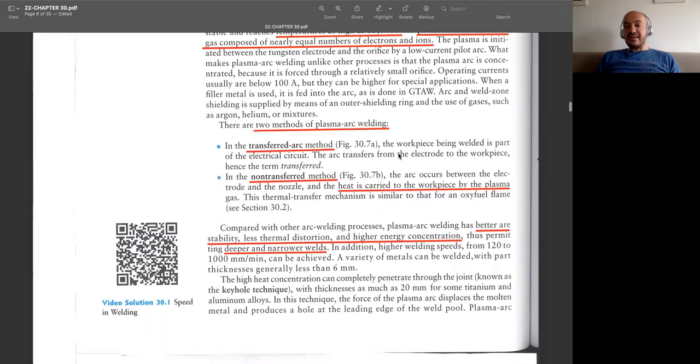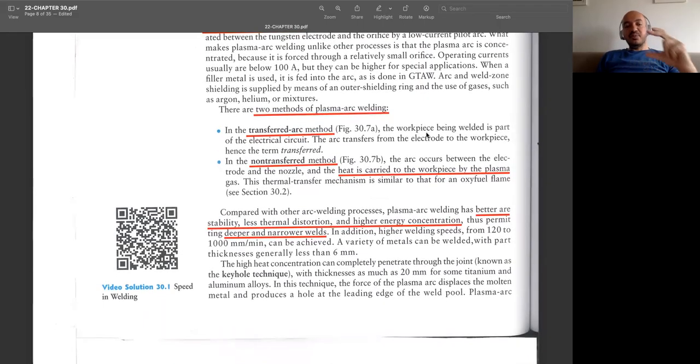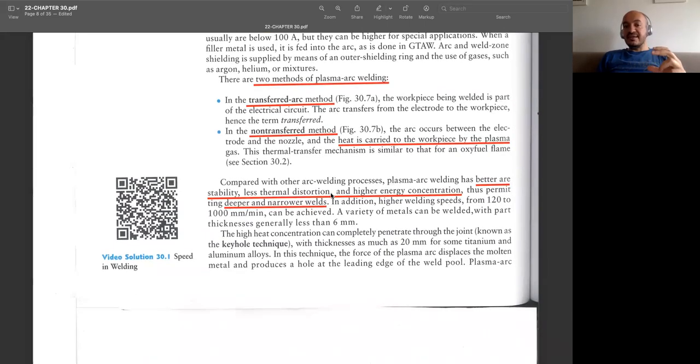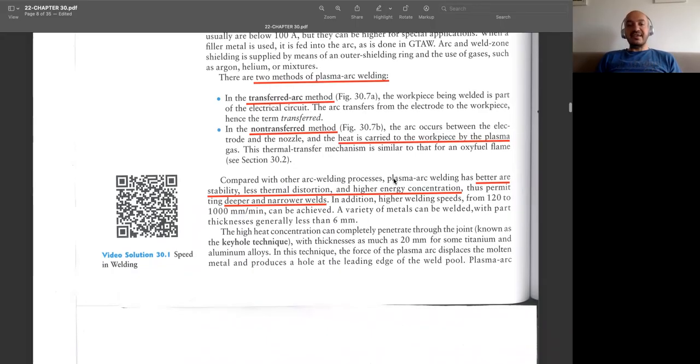In the transferred arc method, the workpiece which is going to be welded with another workpiece is a part of our electric circuit. So arcs are generated between the torch and the workpiece. But in the non-transferred method, the workpiece is not in the electrical circuit. The arc is generated between the electrode and the nozzle itself. Then later, the heat generated in between is transferred to the workpiece with the help of plasma gases.